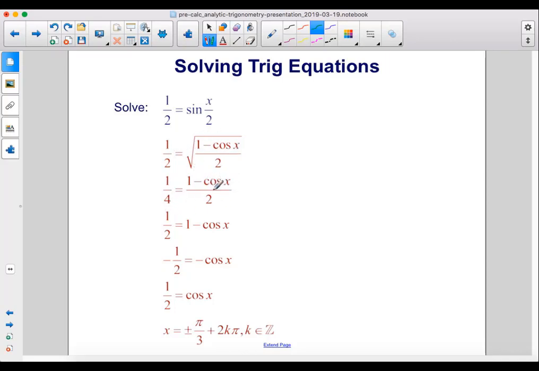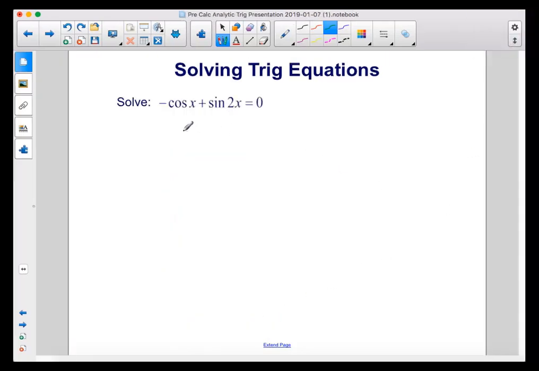So first, let's multiply both sides by 2. And then we're going to subtract 1 from both sides. And then we're going to divide both sides by negative 1. We have cosine x equals 1/2. Therefore, we have solutions of plus or minus pi over 3 plus 2k pi, where k is an integer.